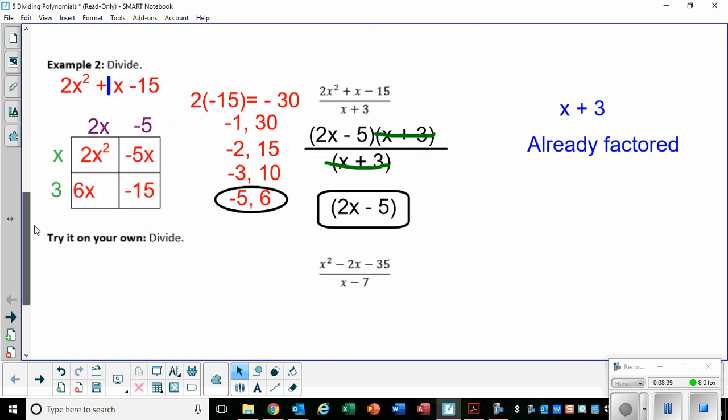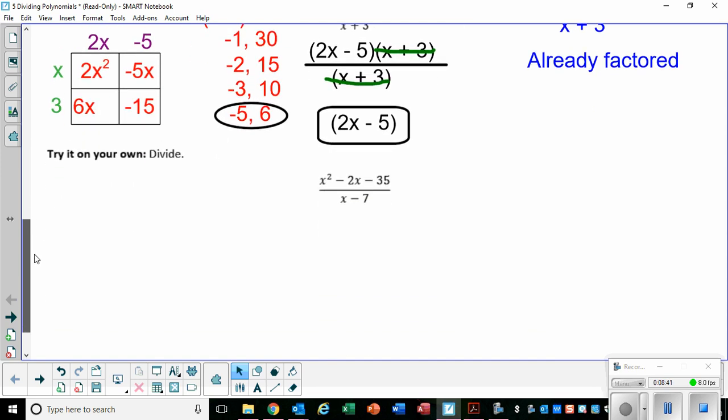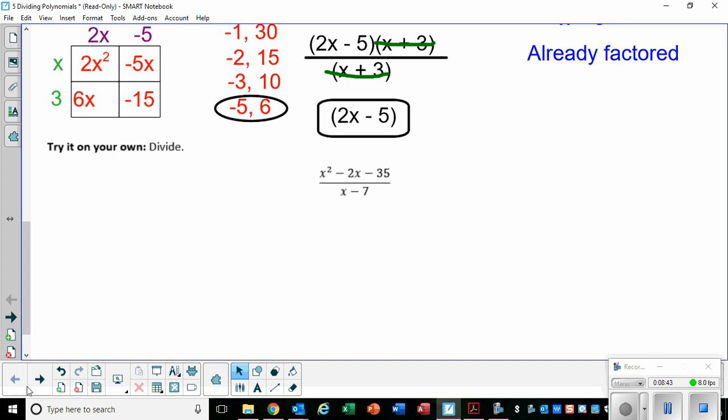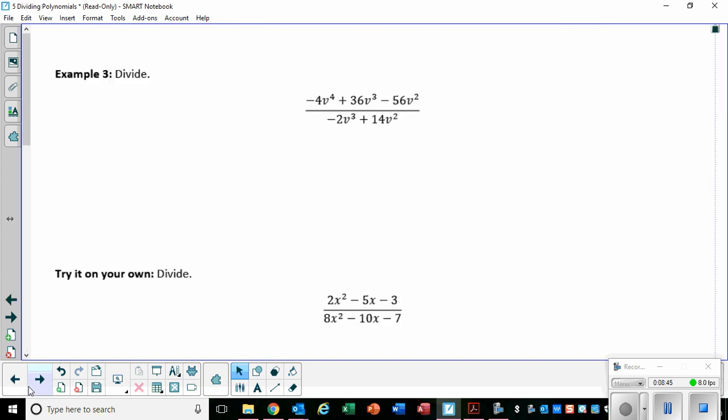All right, so now you guys are going to try this one on your own. Okay, so now example 3. This one, if you can guess, is actually going to be the one where you have to factor both. So I'm going to start with the top. First thing I'm going to look at is the GCF.